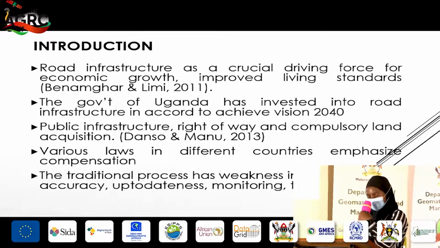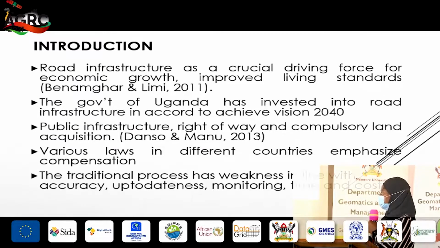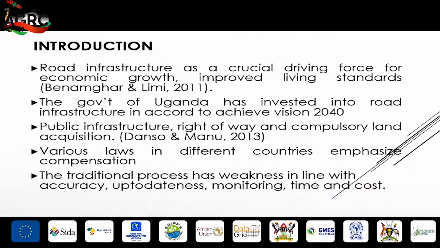Public infrastructure requires land. For us to put up the different proposed infrastructure projects, we need land, and land is not readily available. So the law proposes that we do compulsory land acquisition, and the law again suggests that we compensate the owners of the property where we are proposing to put up the projects. To compensate the people affected by the projects, we use the traditional process of valuation.